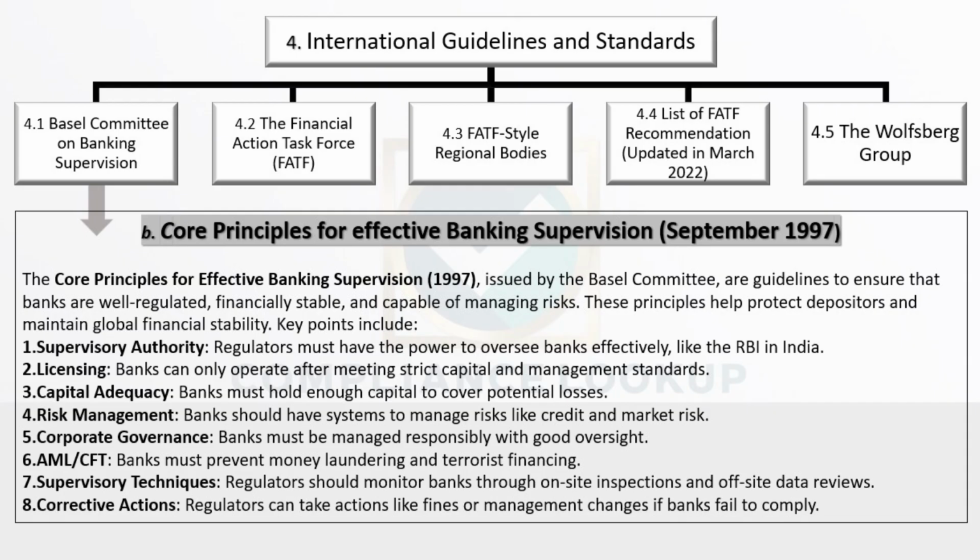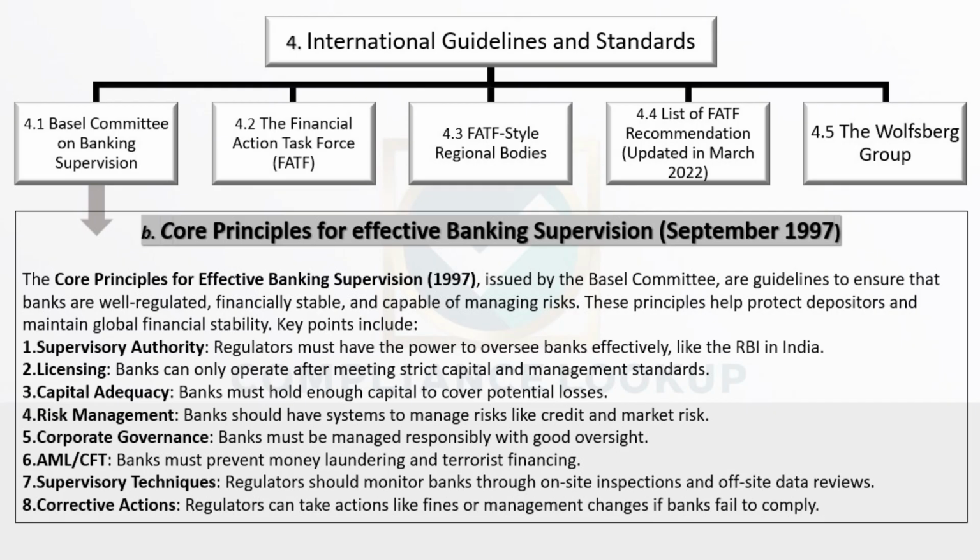2. Licensing. Banks should only be allowed to operate after obtaining a license. This license is issued only when the bank meets specific standards regarding capital, management quality, and business plans. This ensures that only well structured and financially sound institutions operate as banks. Example, a new bank applying for a license must prove it has enough capital to handle risks and must have competent management to run the institution safely.